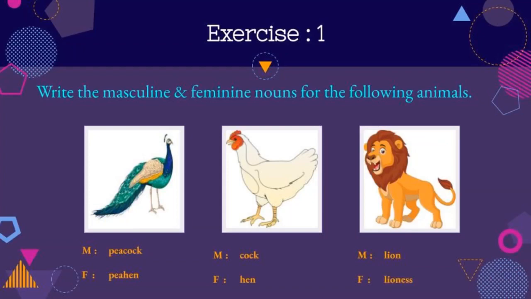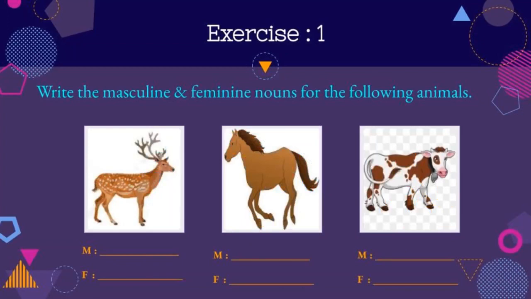L-I-O-N-E-S-S, lioness. The masculine of lion is lion and the feminine is lioness. Students, look at the fourth image. What is the fourth image? The fourth image is deer.